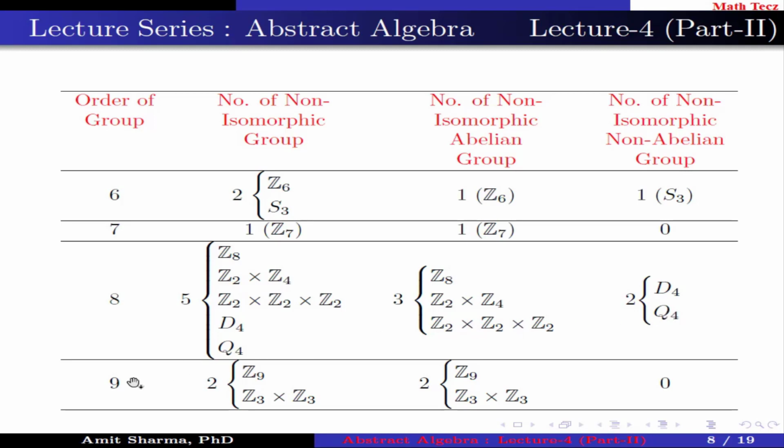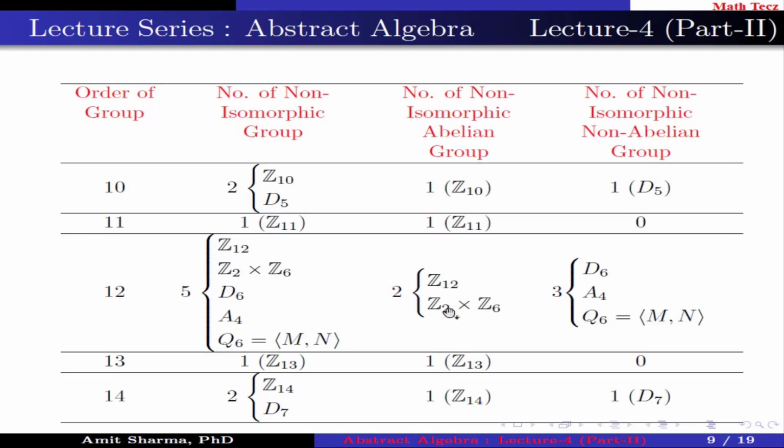Next is, if a group has order 9, then the number of non-isomorphic groups and the number of non-isomorphic abelian groups is 2 and the groups are Z9 and Z3 cross Z3, and there is no non-isomorphic non-abelian group of order 9. Next is, if a group has order 10, then there are two non-isomorphic groups, Z10 and D5, out of which one is a non-isomorphic abelian group, which is Z10, and one is a non-isomorphic non-abelian group, which is D5.